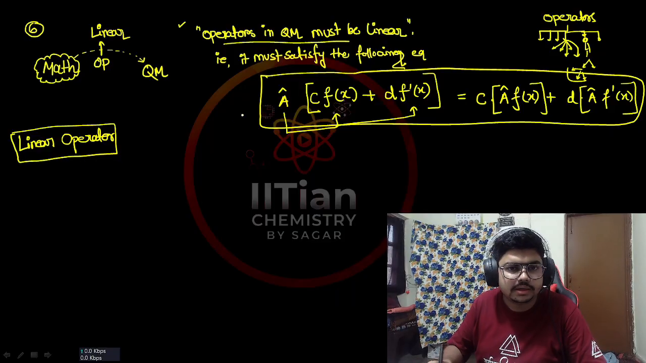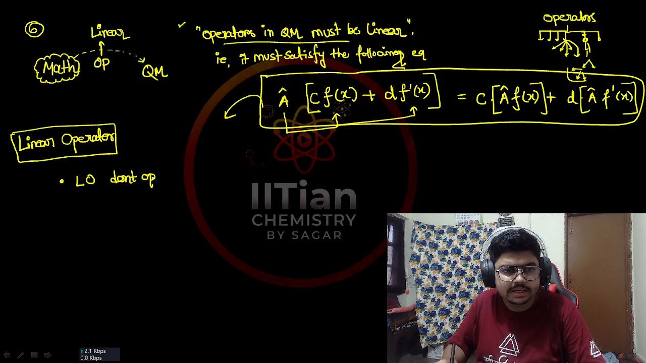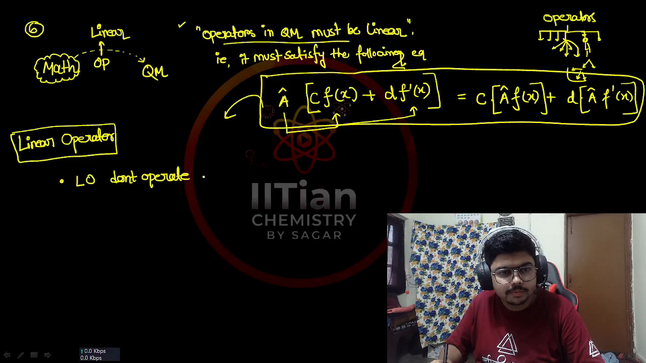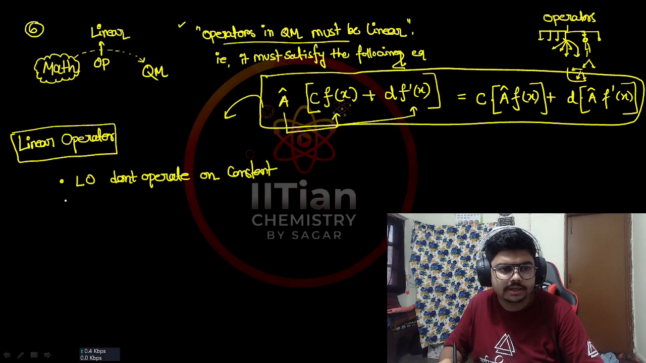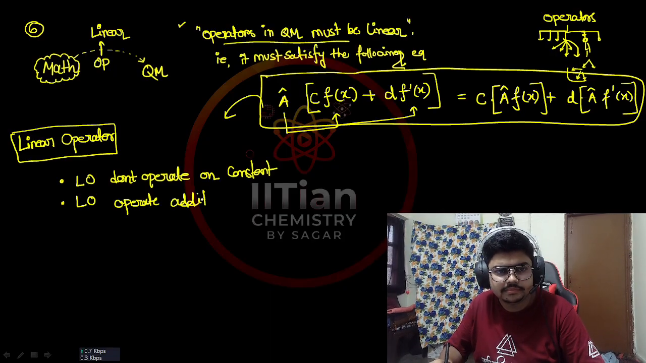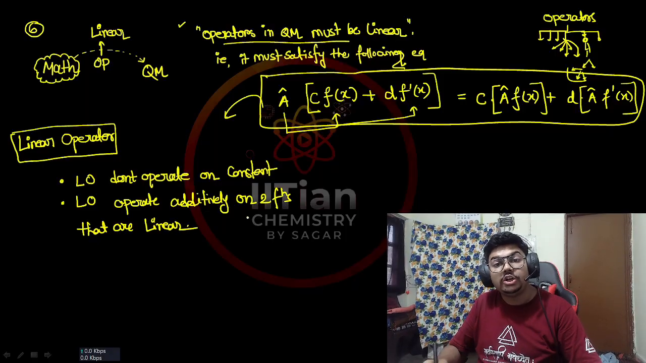That means if we write it as two conditions: a linear operator does not operate on a constant, and a linear operator operates additively on two functions that are linear.